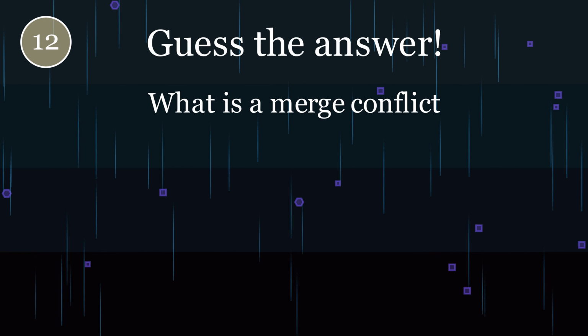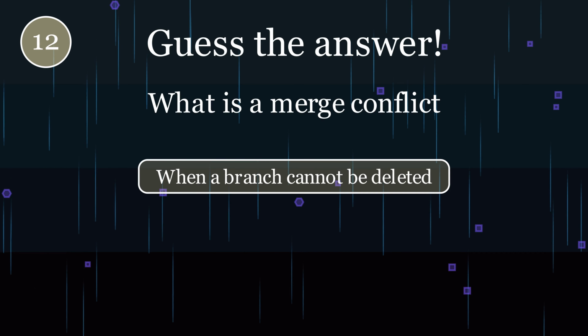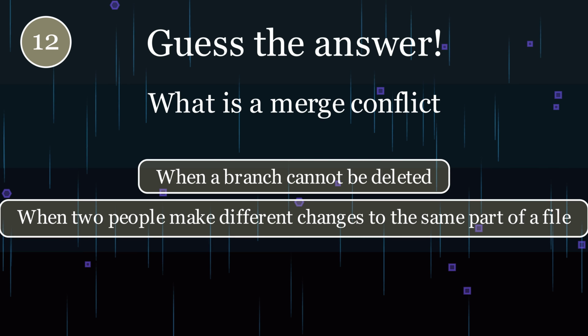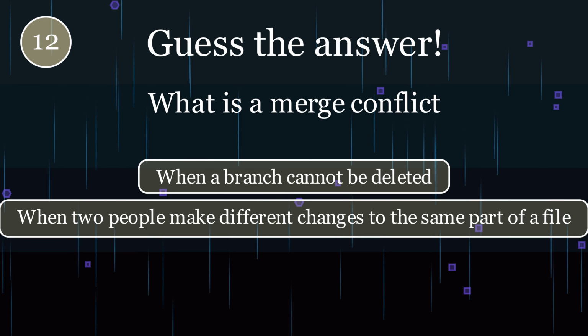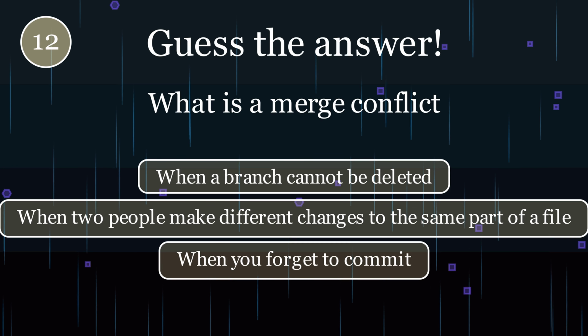What is a merge conflict? When a branch cannot be deleted. When two people make different changes to the same part of a file. When you forget to commit.